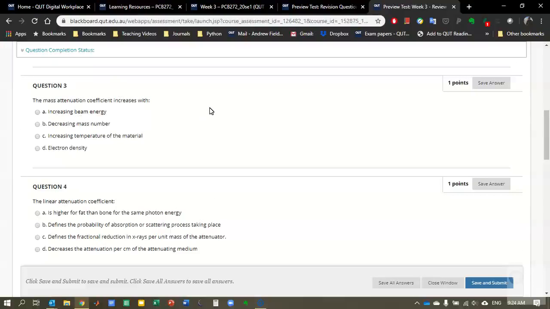Question 3. The mass attenuation coefficient increases with electron density. Actually, as we increase the energy, the mass attenuation coefficient decreases, and the temperature of the material doesn't influence it, and the mass attenuation coefficient actually increases with increasing mass number or atomic number. So the answer here is electron density.